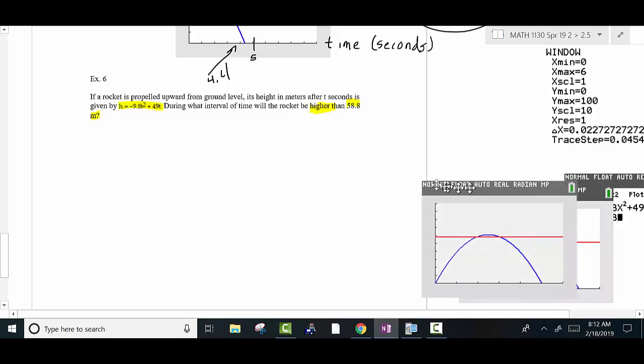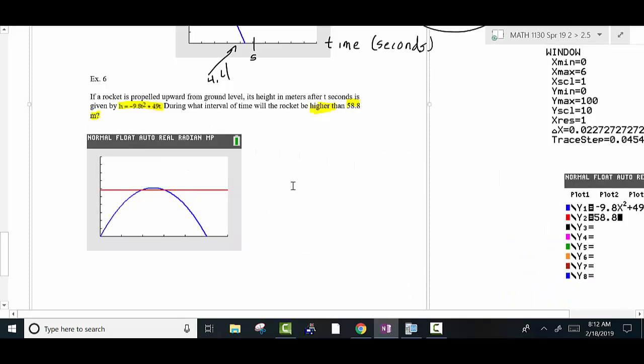For your sketch, all you need to do is something kind of like this. This is going out to 6, and that is the time in seconds. And this is meters, so this is the height in meters. This is the 58.8, so you might label that as y equals 58.8.